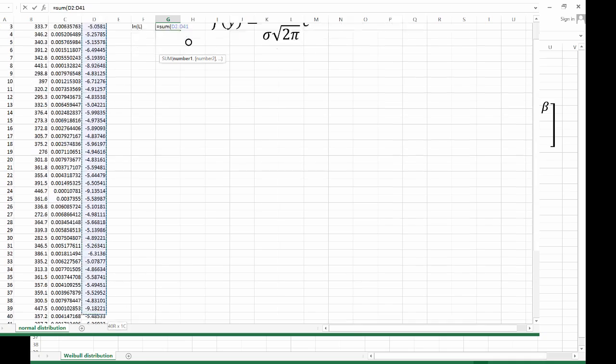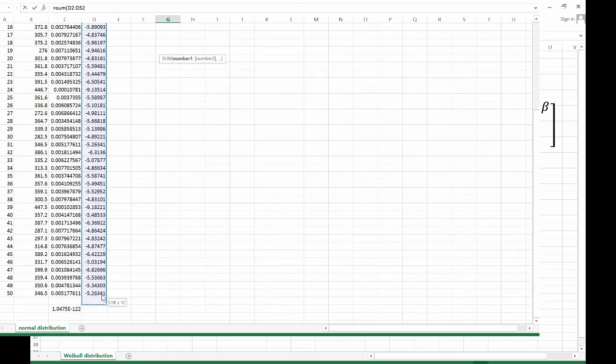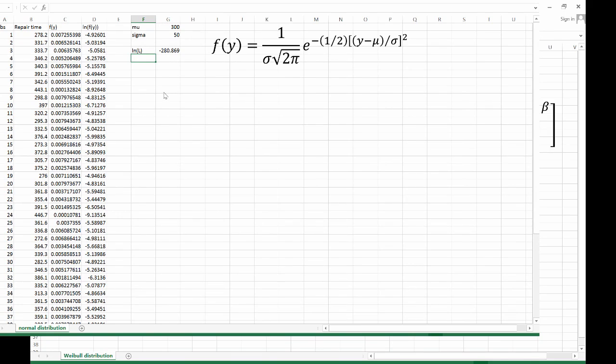I'm sure you can find this on the internet, and in fact, Wikipedia will definitely give you the cumulative distribution function for most any probability distribution if you want to read more about it. Okay, so this is our natural log likelihood function when we assume mu is 300 and sigma is 50.